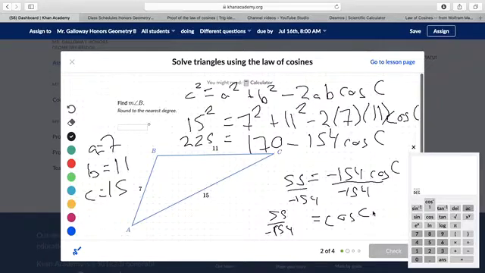Now we can't find c by just plugging this in. We have to use inverse cosine. So arc cosine, parentheses, 55 over negative 154.